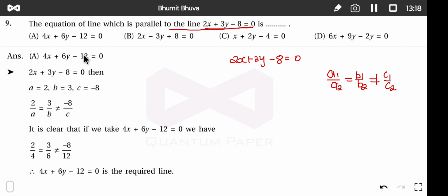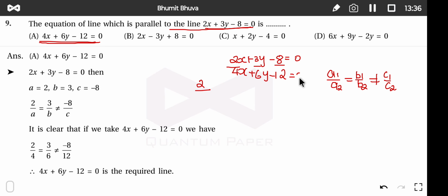So let's check one by one, option wise. The first option is 4x plus 6y minus 12 is equal to 0. If I write the a1, b1 and c1, if we check the ratio, 2 upon 4, that is nothing but 1 upon 2. Then the second, 3 upon 6, that is equal to 1 by 2. So the first two ratios are equal. Then look at the third ratio, 8 upon minus 12. So minus minus will get cancelled.